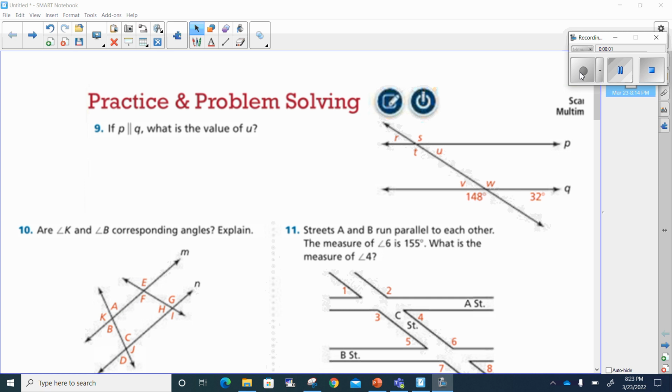Geometry Advanced class. Let's go ahead and work these problems. I got number 9 starting off with, if P is parallel to Q, what is the value of U? Well, let's see, U is right over here. Luckily for me, if P and Q are parallel to each other, and I have my transversal, I know if this is 32 and U is congruent to that, that means that U must be 32. So U equals 32 degrees.